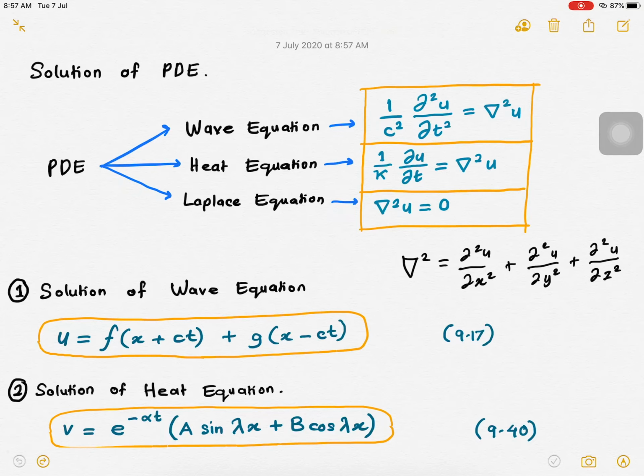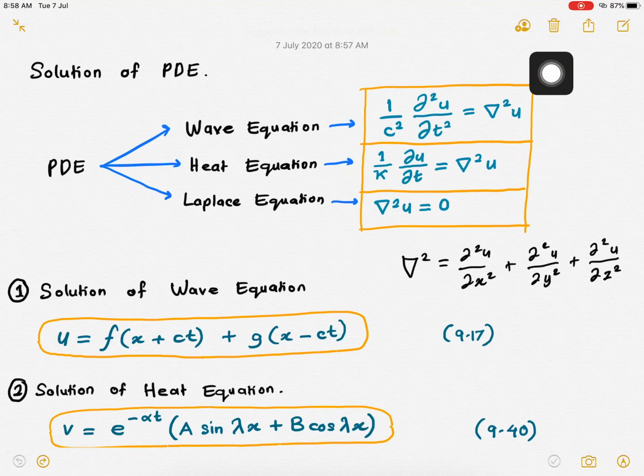So I'm going to give you a lecture about partial differential equations. Right now I'm going to teach you how to solve the PDE. We have learned there are three important PDEs, the partial differential equations. The first one is the wave equation. The second one is the heat equation, and the third is the Laplace equation. Okay, so these are the formulas for the equations.